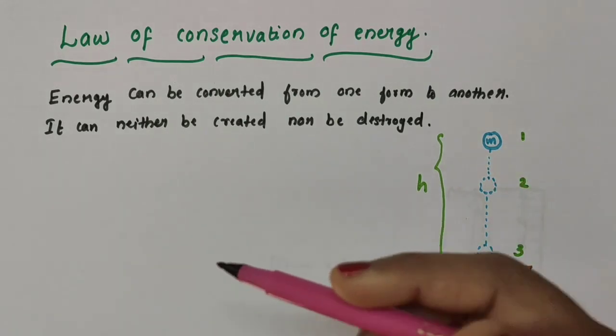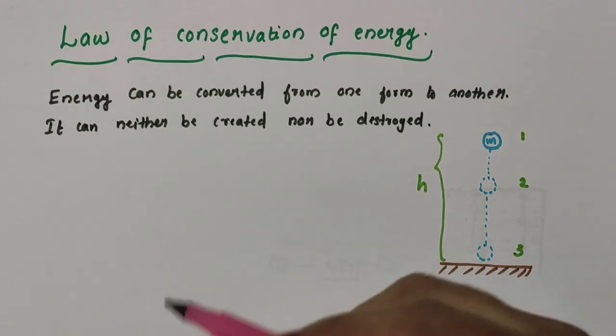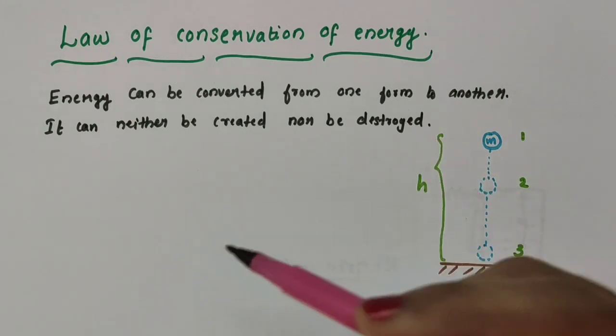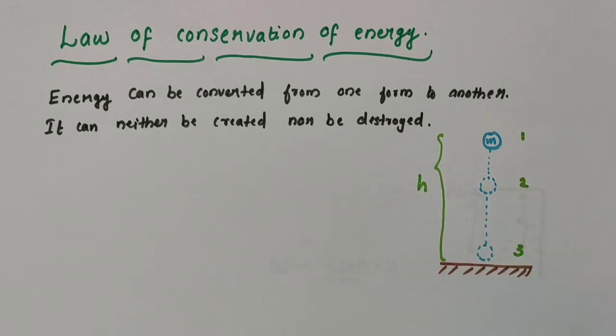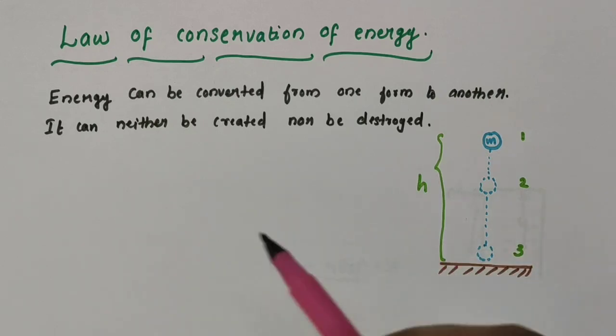For example, we can convert electrical energy into light energy. Okay, we can convert electrical energy into heat energy, like that. So we can convert one form of energy into another form of energy. Energy can neither be created nor be destroyed. So the total energy before the conversion and after the conversion remains a constant, or remains the same.